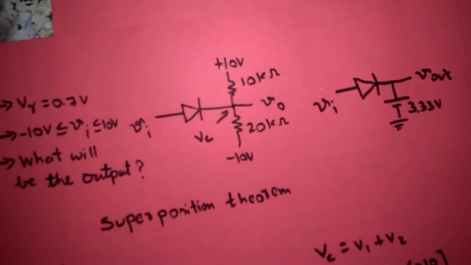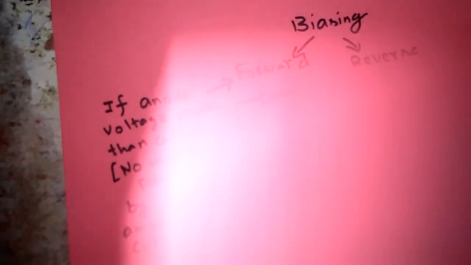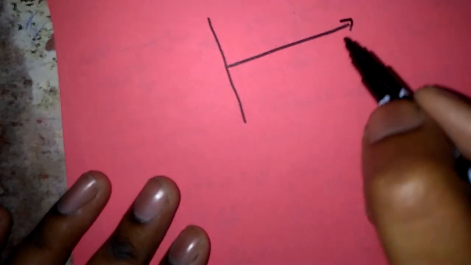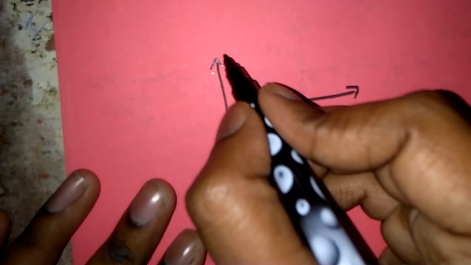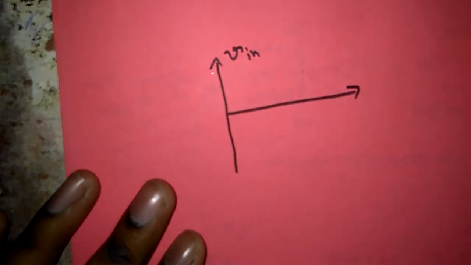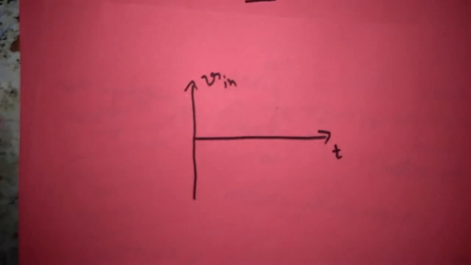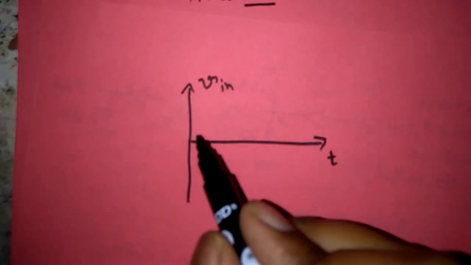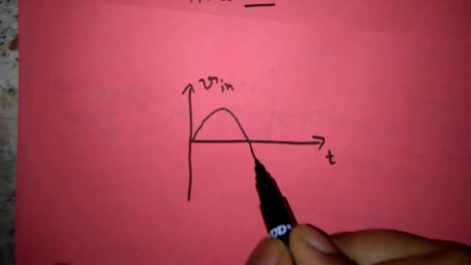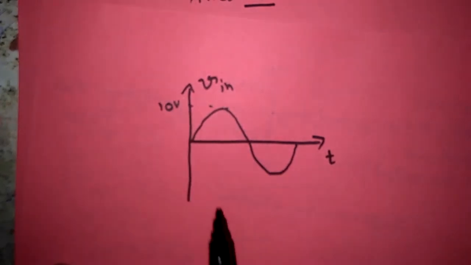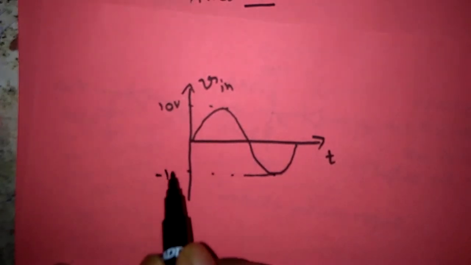For that I will consider input waveform as a sinusoidal waveform. See, this graph indicates input waveform. Actually in the question input waveform is not mentioned, but I will consider it for example only. So I will consider a sine wave like this. Okay, this peak value is 10 volts, this peak value is minus 10 volts.